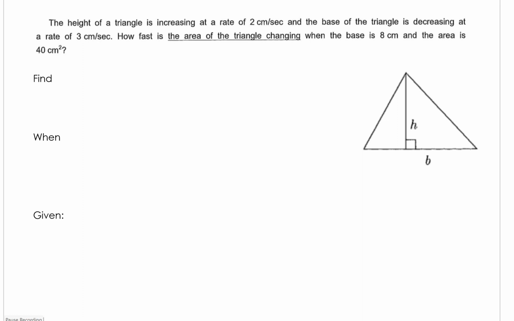Let's move on to the triangle problem. For this triangle problem, it states that the height of a triangle is increasing at a rate of 2 centimeters per second. So let's put that in right away. I know that the height, dH over dt, is increasing at a rate of 2 centimeters per second. And the base of the triangle is decreasing at a rate of 3 centimeters per second.